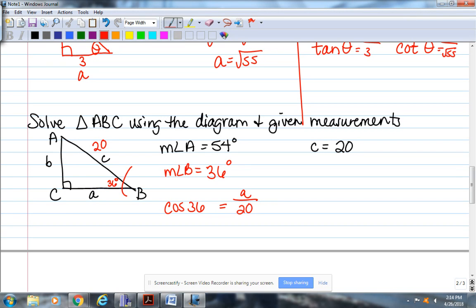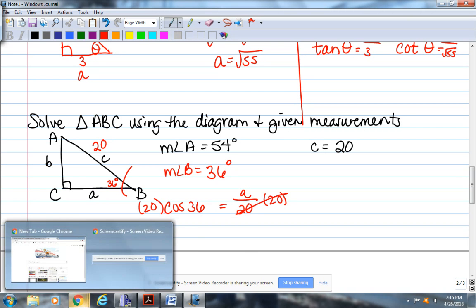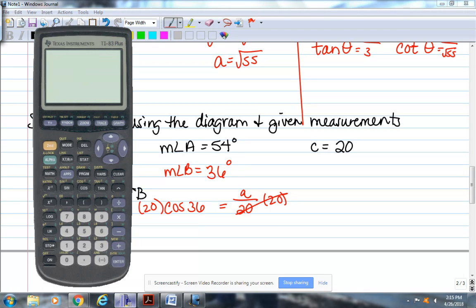Now we're going to use our calculators, but we got to check them. First, we got to multiply both sides by 20 to get rid of the 20 in the denominator. That cancels out, so we should be able to type straight in our calculator. Now I want you to turn your calculator on. Clear it out.